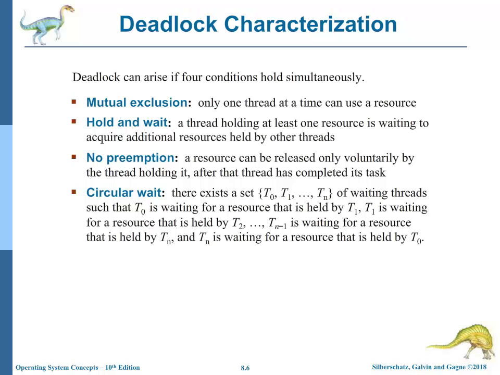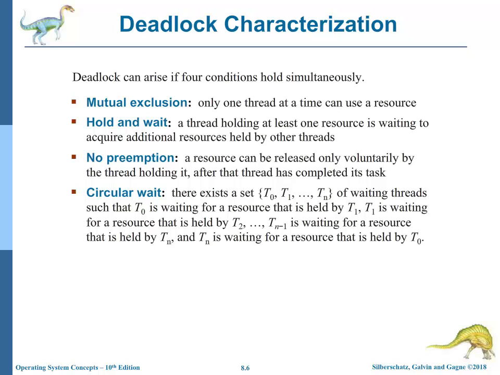Hold and wait. A process can hold multiple resources and still request more resources from other processes which are holding them. No preemption. A resource cannot be preempted from a process by force. A resource can be released only voluntarily by the thread holding it, after that thread has completed its task.